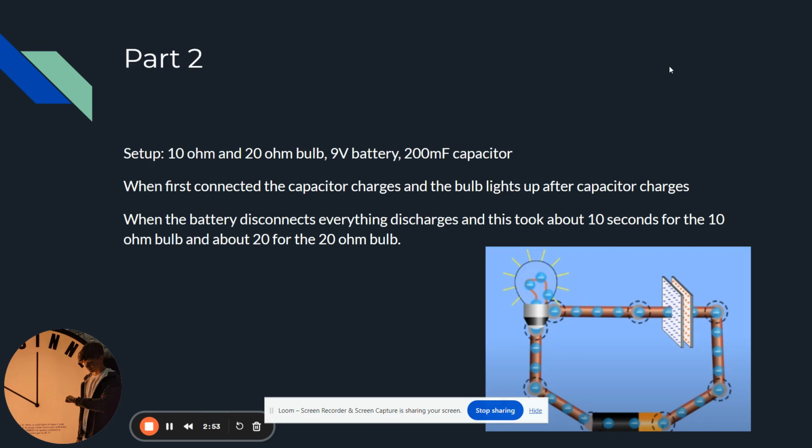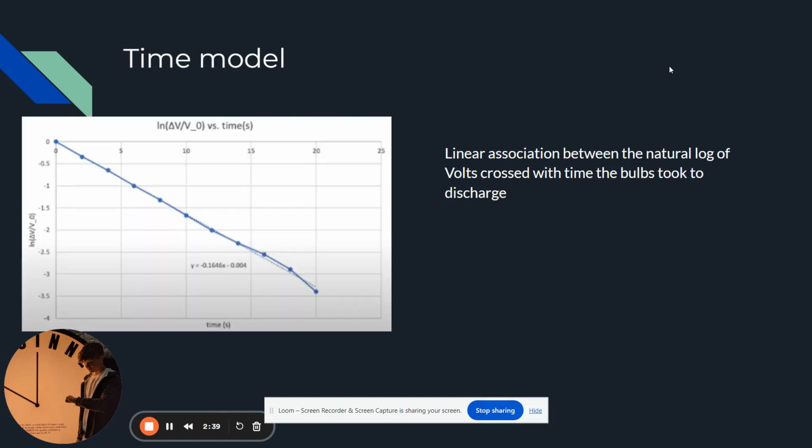When first connected, the capacitor charges, and the bulb lights up initially and then dims as the capacitor charges. But then when the battery is disconnected, everything discharges. It took about 10 seconds for the 10 ohm bulb, about 20 for the 20 ohm bulb.